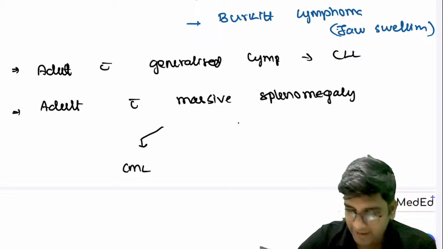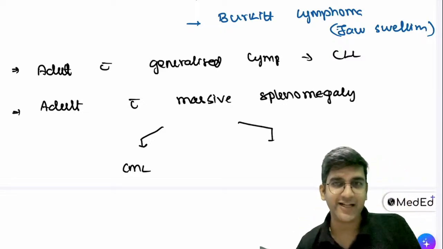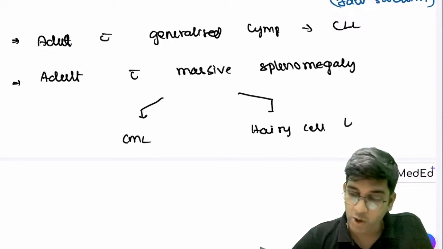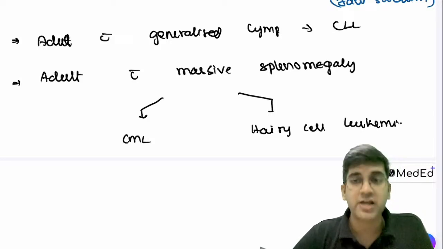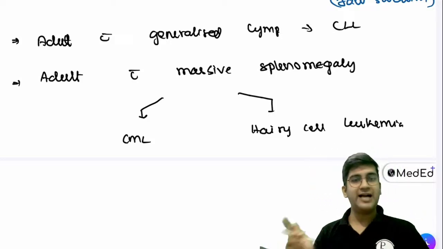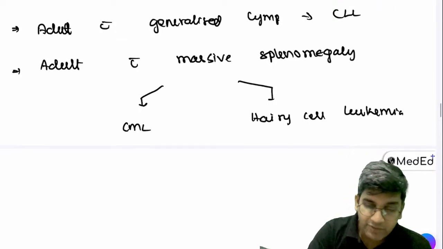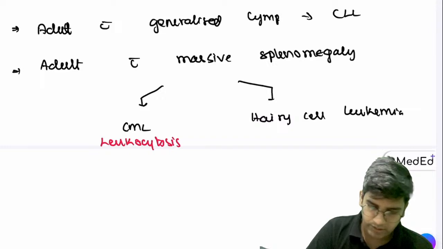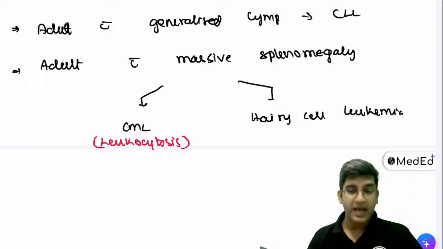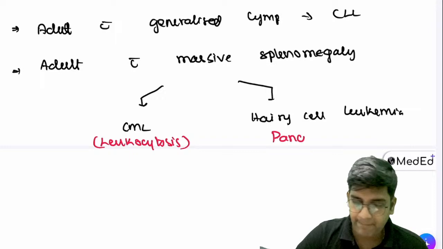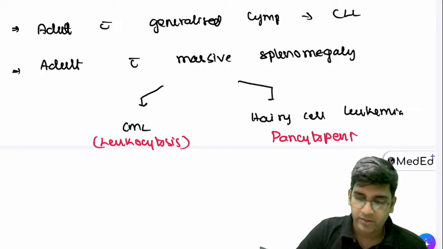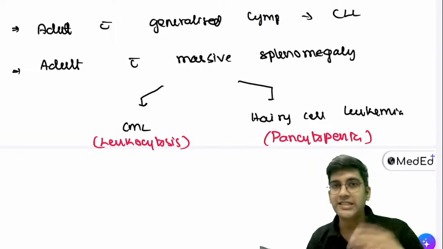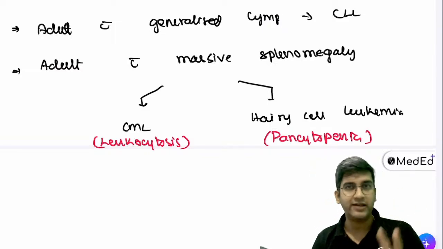I want to add one more, right? There's no fun if we don't read something extra, right? Other than CML, the other is hairy cell leukemia. Both will be seen in adults and both will have massive splenomegaly, both CML and hairy cell leukemia. So how do I differentiate? CML will always have leukocytosis, okay? Hairy cell leukemia will have pancytopenia. There are very, very few cells in the circulation. That's the main difference between CML and hairy cell leukemia. Very, very important. Never forget this, right?